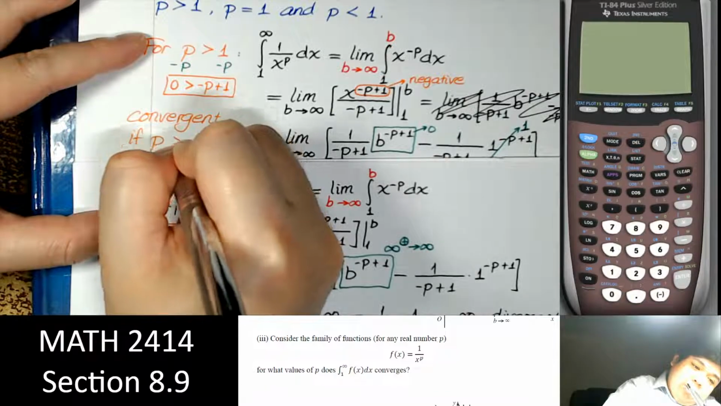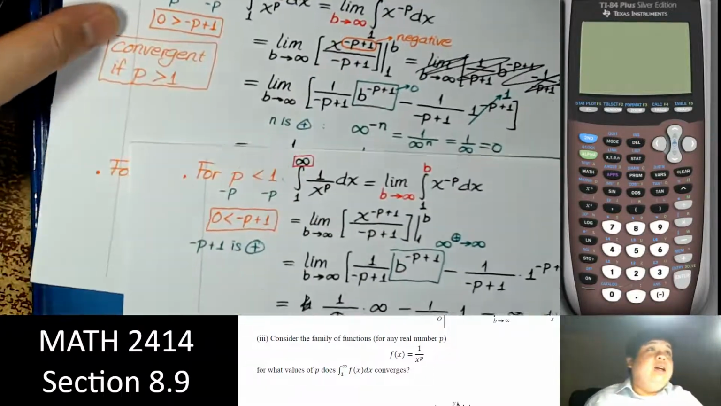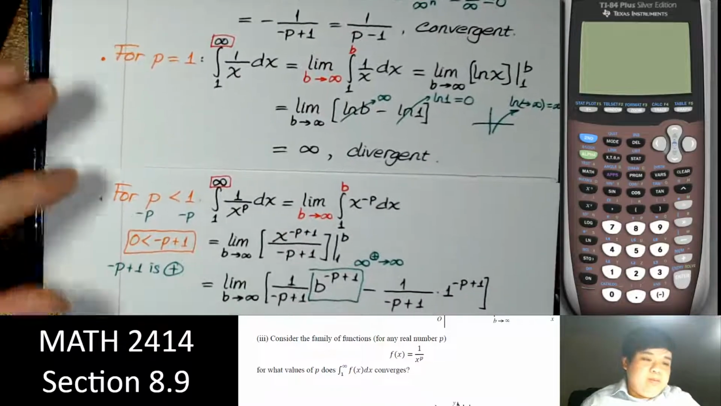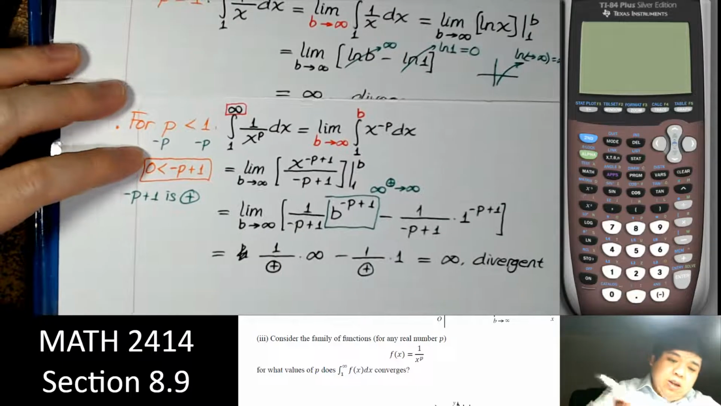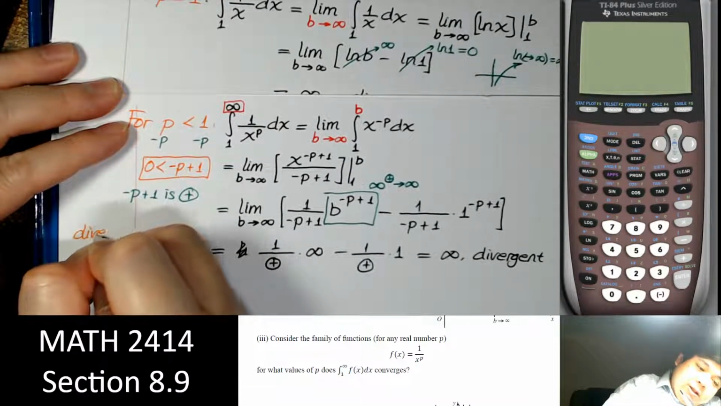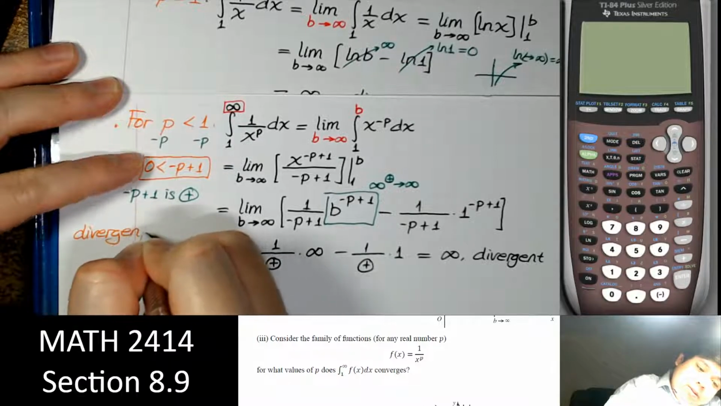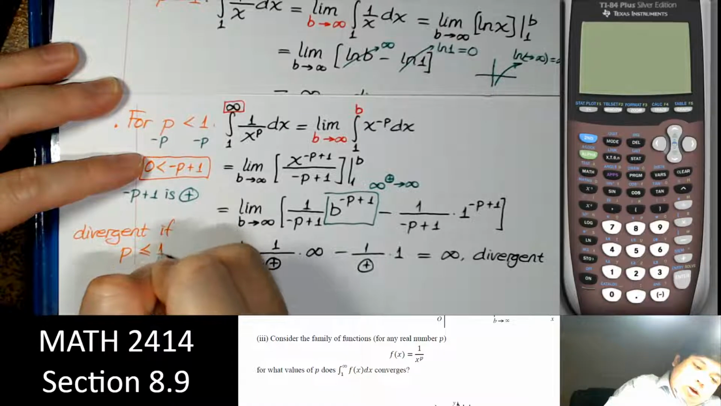If p is greater than 1, it is convergent. For the other two cases, p equal to 1, divergent, and p less than 1, divergent. So we say divergent if p is less than or equal to 1.